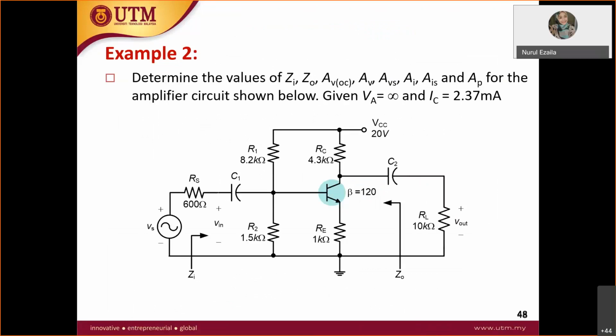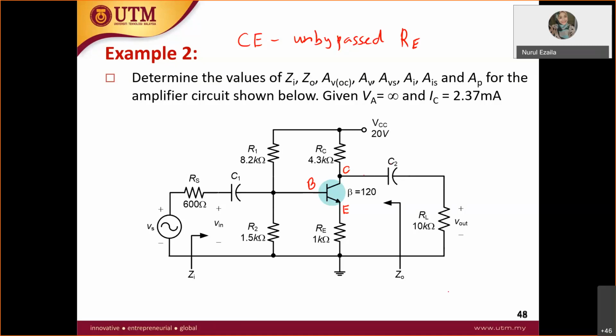In this example, these figures show the voltage divider circuit. With no capacitor at resistor RE, you have the base, collector and emitter. At the emitter there is no capacitor, therefore it is unbypassed. Common emitter with unbypassed RE means that in your equivalent circuit, you need to include your RE. So let's draw the equivalent circuit.